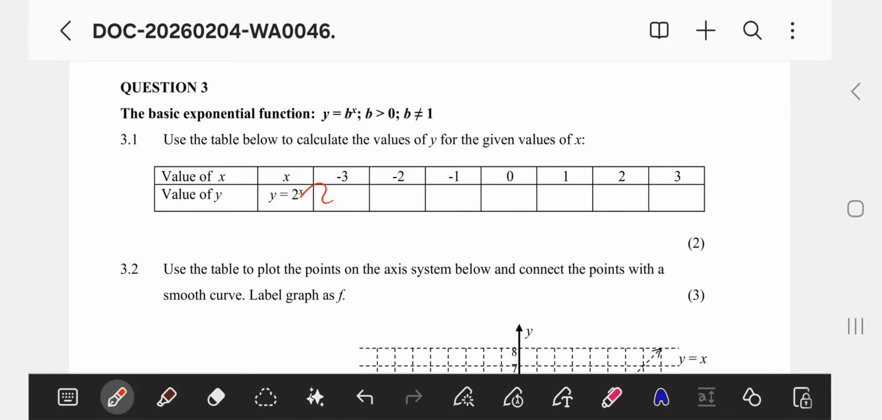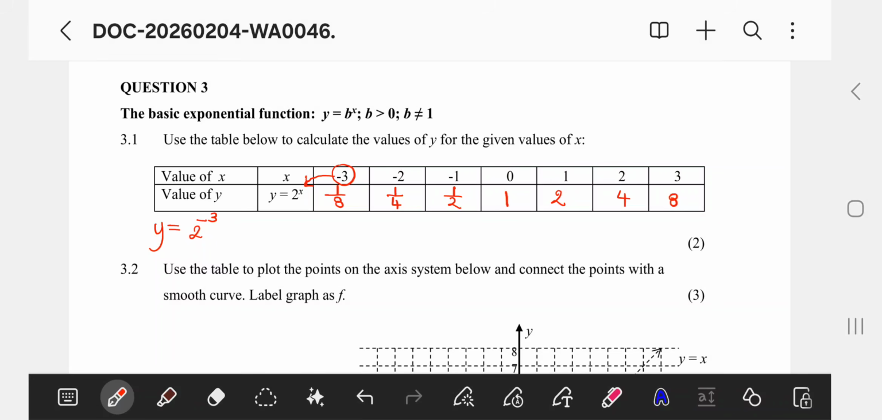So all we're doing is we are given the base of 2. We are replacing x with all of these values. So starting off with -3. That is going to give us, just to show you what it's going to look like, 2 to the power -3, which is going to be 1/8. Next value, -2, so we've got 2 to the power -2, which is 1/4. 2 to the power -1 is 1/2. 2 to the power 0. Anything raised to the power 0 is 1. 2 to the power 1 is 2. 2 to the power 2 is 4, and 2 to the power 3 is 8.